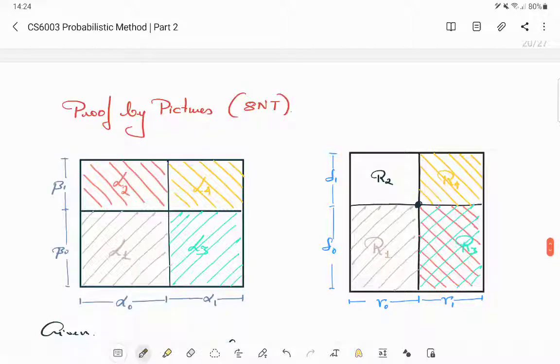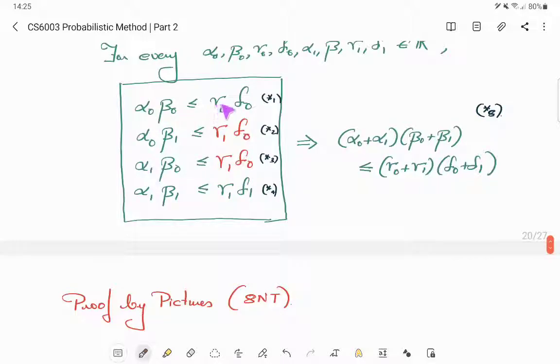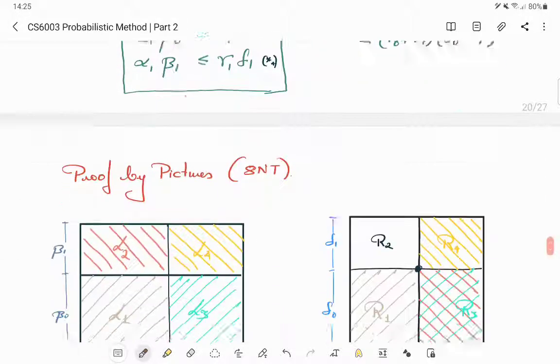Okay, so this is how I am going to represent these 8 numbers as 2 rectangles. The first rectangle has alpha 0 plus alpha 1 as its base, and beta 0 plus beta 1 as its height. The next one has gamma 0 plus gamma 1 as its base and delta 0 plus delta 1 as its height. Now I have marked each of these rectangles. So remember, L1, what is the area of L1? It is alpha 0, beta 0. What is the area of R1? It is gamma 0, delta 0. So the first one here, alpha 0, beta 0, is less than or equal to gamma 0, delta 0.